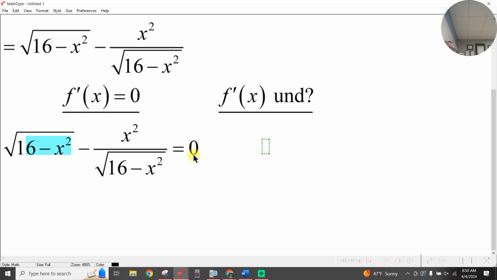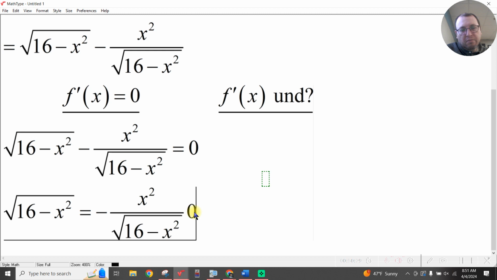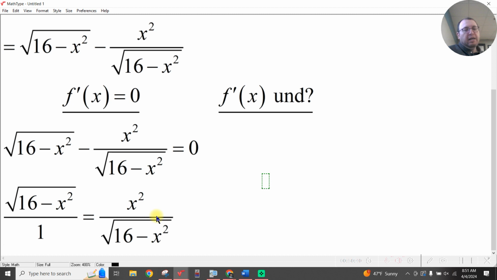Anybody know how we start to solve that bad boy? And it's cool. I promise I'm not getting on to you, but I've mentioned this because this is something that's going to come up over and over, or every once in a while anyways. I'm going to take this one thing over to the other side and make it positive so that I can do what? Cross multiply. If that was times between them, I could cancel. There's an equals between them.